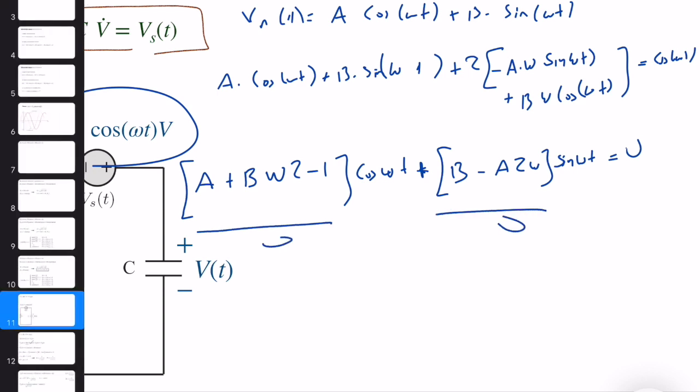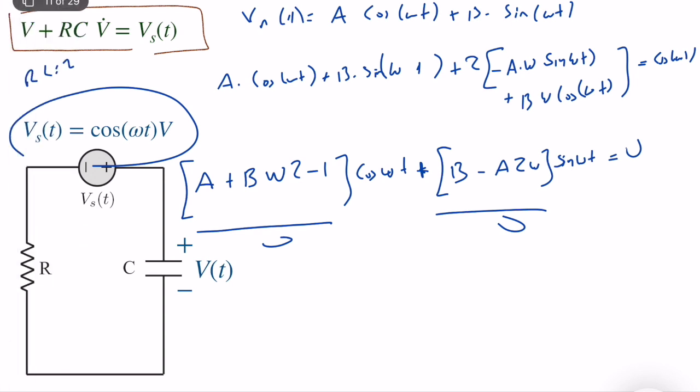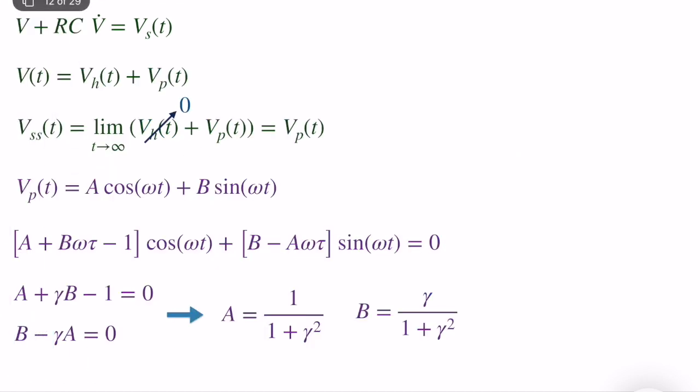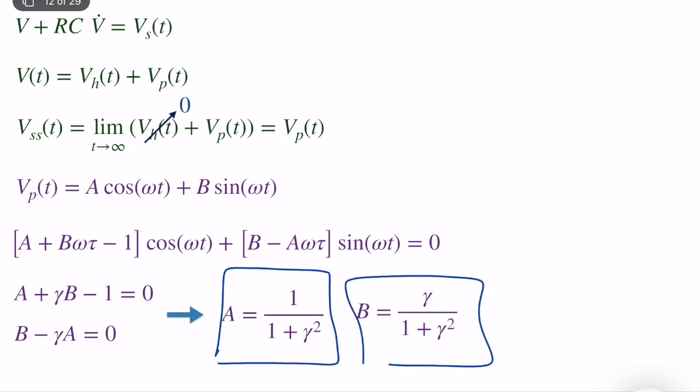So let's check and figure that out. For the sake of simplicity, let's assume that omega times tau, which is a very important concept for oscillating circuits, the input frequency multiplied by the time constant, is gamma. From this, I figure out that B minus A gamma is equal to 0, and A plus B gamma is equal to 1. I know gamma because omega is given and the time constant is given. I need to solve for B and A. So I computed A and I computed B, and this is the particular solution, which is actually the steady state form of the output.